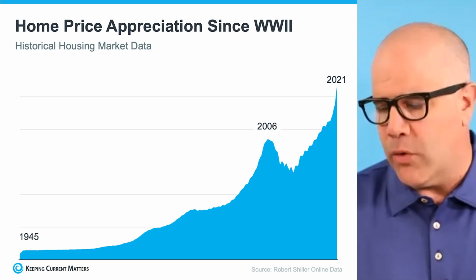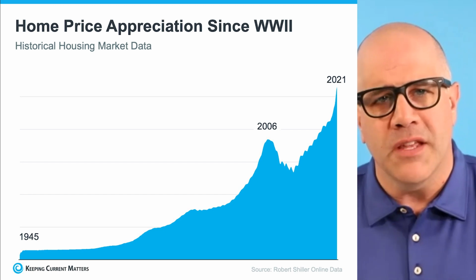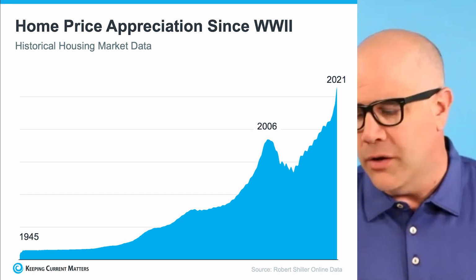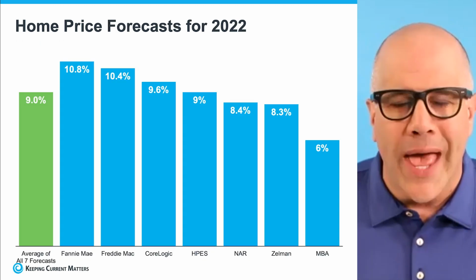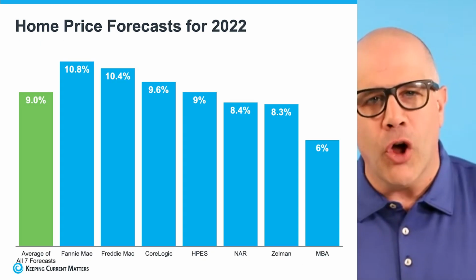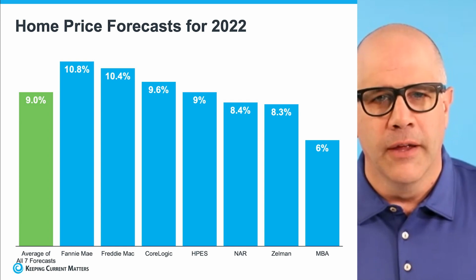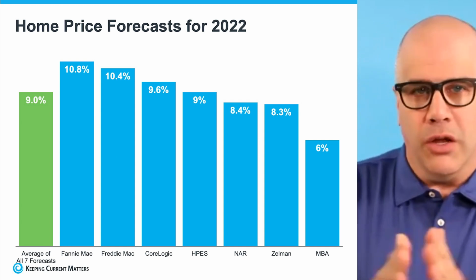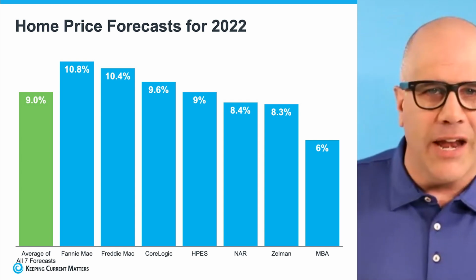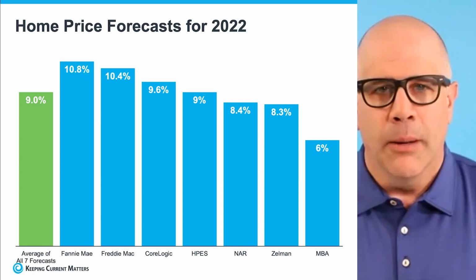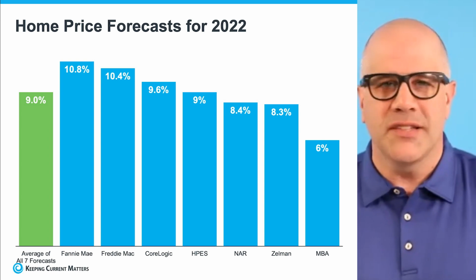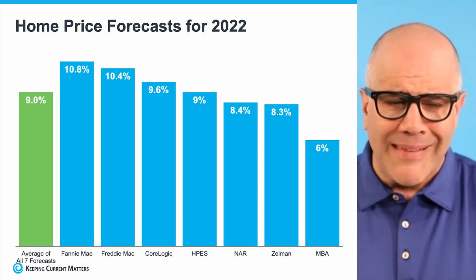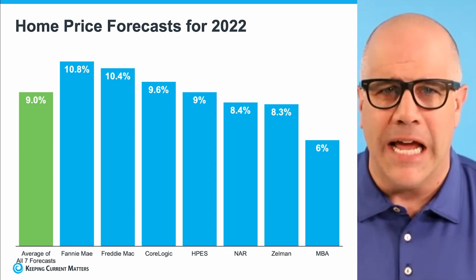So the first point that I want to make, in answer to the question of whether the real estate market is going to crash or homes are going to lose value, is this: no experts are calling for homes to lose value this year. This is the latest look at 7 forecasters, across the span from MBA to Fannie Mae, anywhere from 10.8% appreciation to 6% appreciation in the real estate market this year. The average of all 7 right now is 9%.